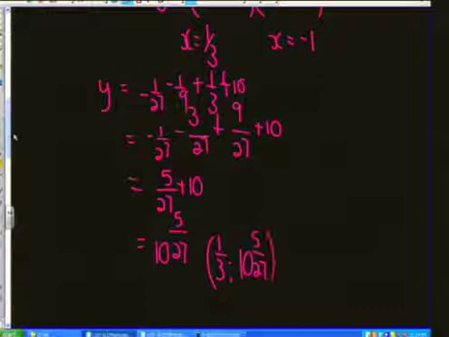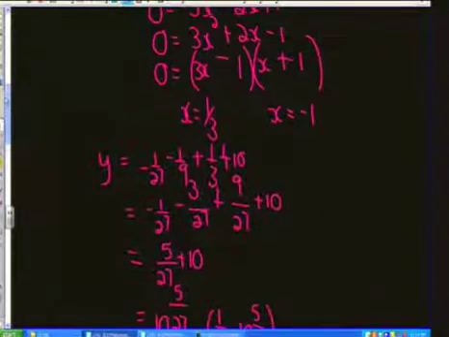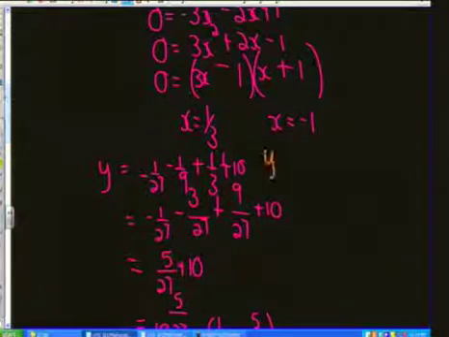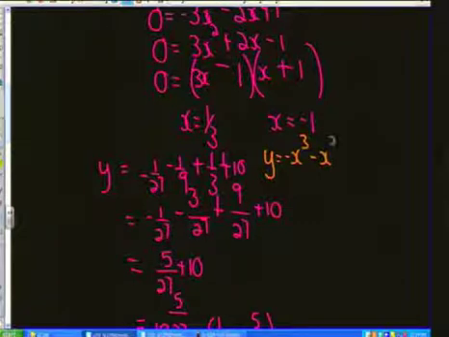Okay, but that's only the one. We've still got one more to go. Let's change the color pen and go back to the equation, which was y equals minus x cubed minus x squared plus x plus 10. And we're now going to put in minus 1.